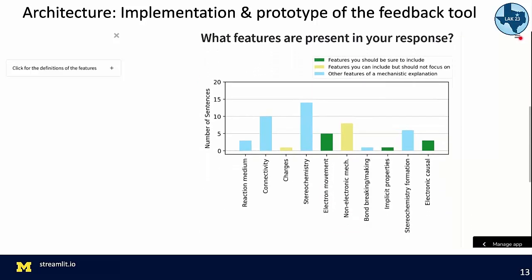And then students can scroll down and see a graph of what the models saw in their writing. And it shows the different features and how many sentences it identified pertaining to each of those features. And then it also is color-coded based on the framework that I talked about earlier to help students know what maybe they should be focusing on in their writing.